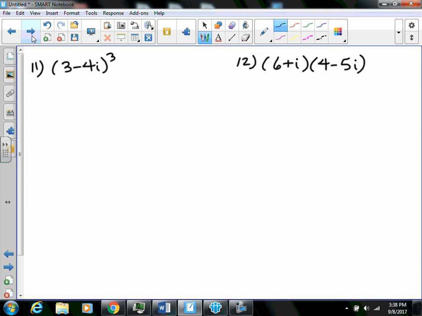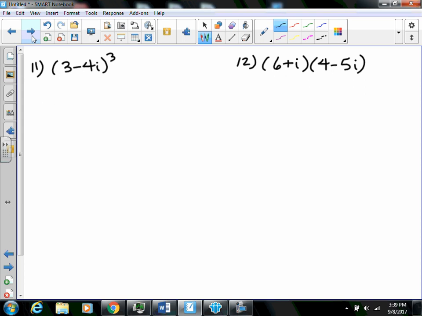All right, let's go over here to number 11. Now, what I do not want you to do, and I'm going to be mad if I see it, you are not going to apply this exponent to everything here. This is a single complex number, 3 minus 4i. You're going to multiply it times itself 3 times. That's what that cube means up there. You're multiplying it by itself 3 times.